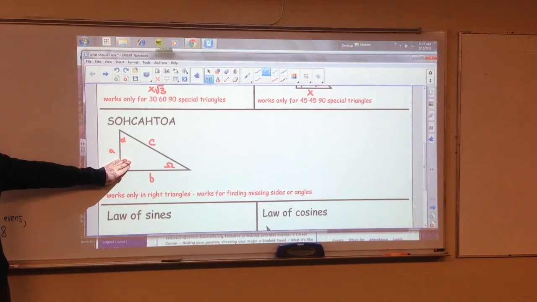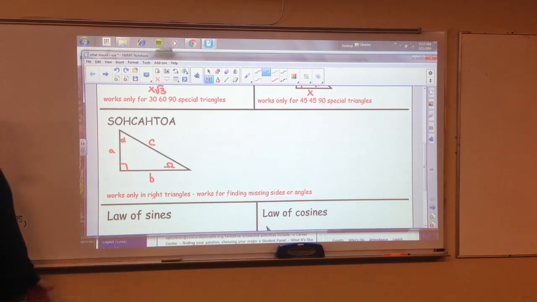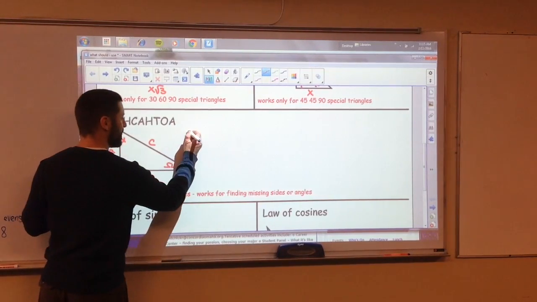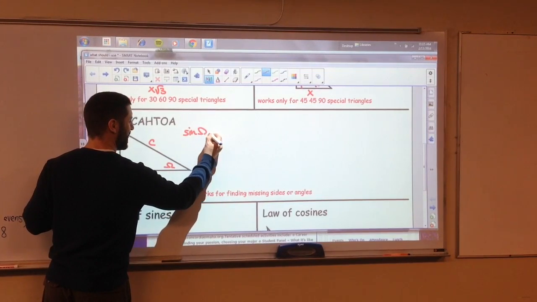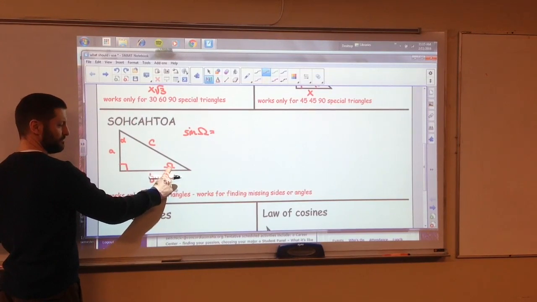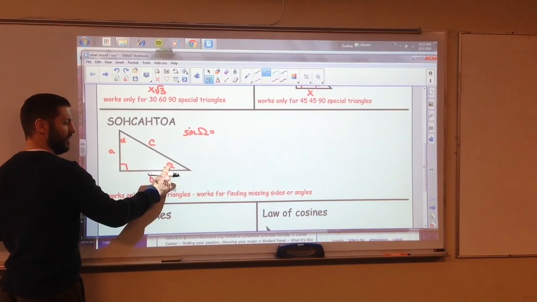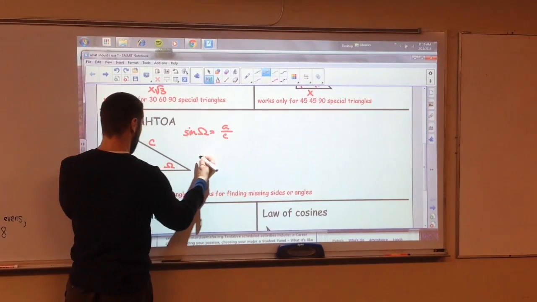It doesn't work for the right angle. You'll be able to do sine of 90 when you get to pre-calc, but right now we're doing the two acute angles. So let's use omega first. Let's write sine, not sin. The sine of omega equals, so what's opposite? A over hypotenuse, C. A over C.